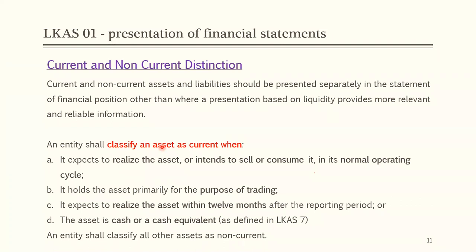Okay, it holds the asset primarily for the purpose of trading. However long it takes without being sold, that is why we always take inventories under current assets. The 12 months is just a way we made it easy to remember. So it is just another fact, just one more consideration, but there are other considerations as well. Inventory may sometimes not be realized within the next 12 months.